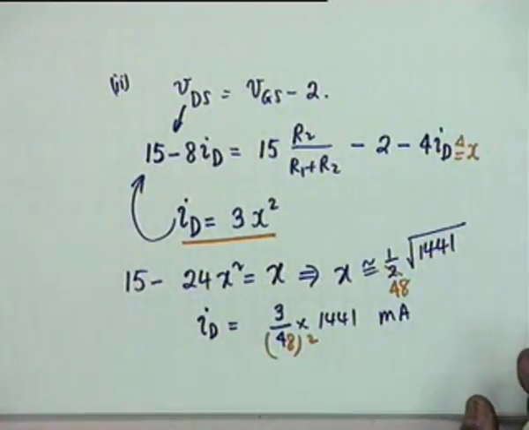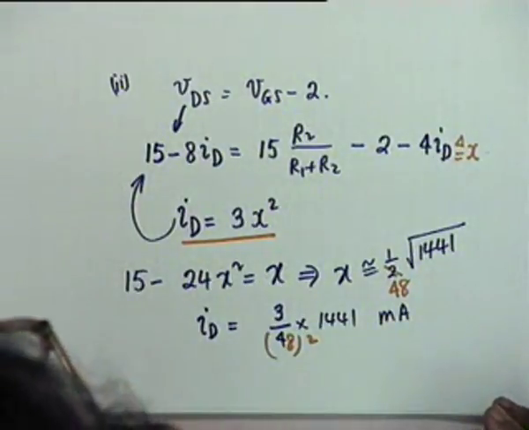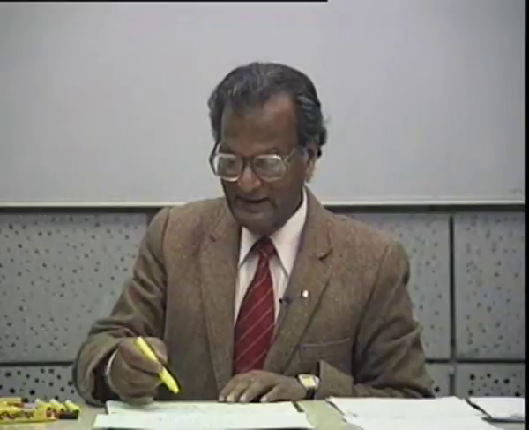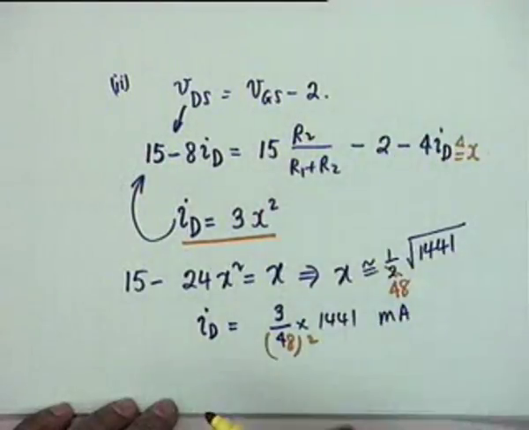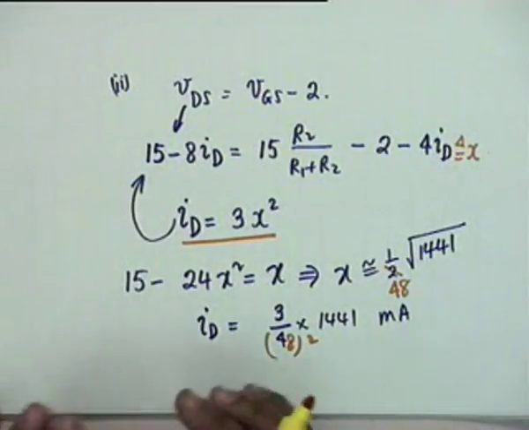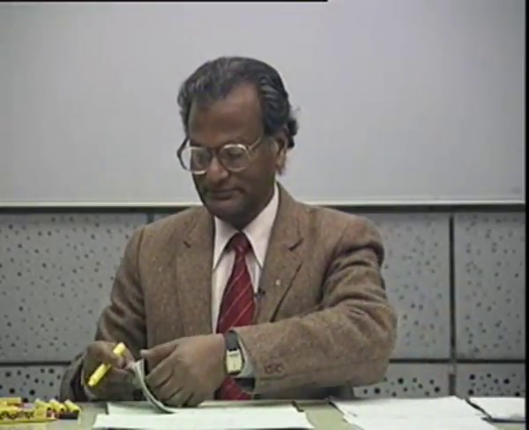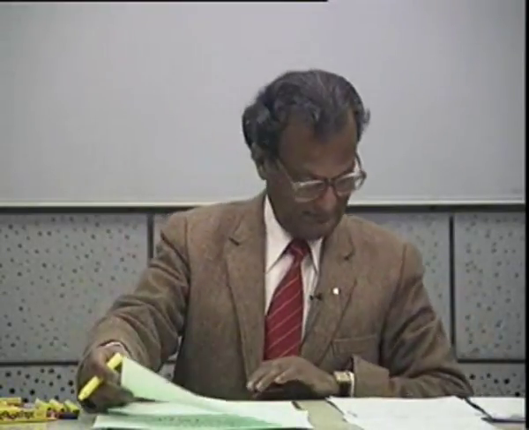Once we know ID, what else is to be found out? R1 and R2. Okay, if I know ID, then I know R2 by R1 plus R2, and R1 plus R2 is given as 100K, and therefore I can find out R1 and R2. My solutions I have not worked out.